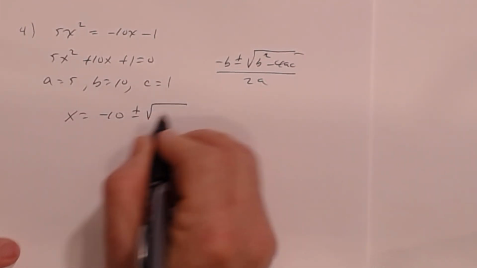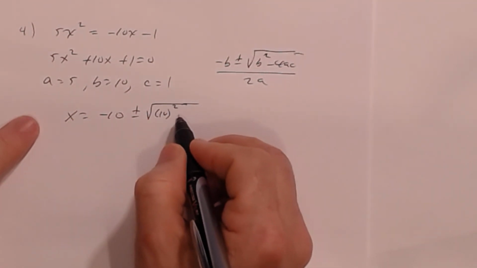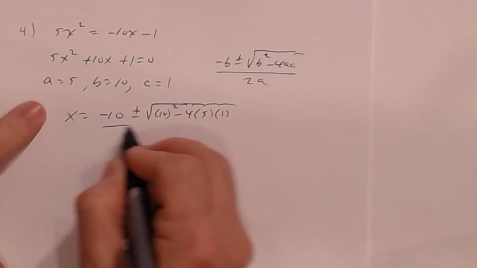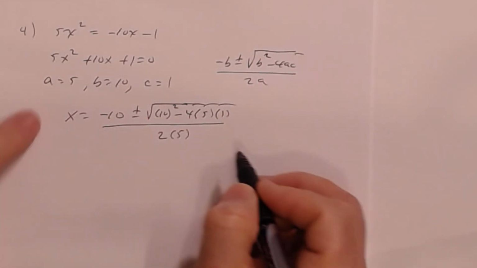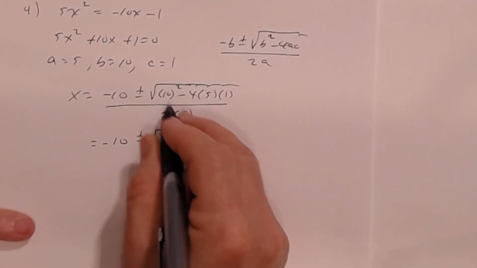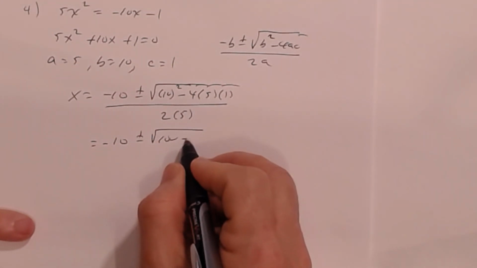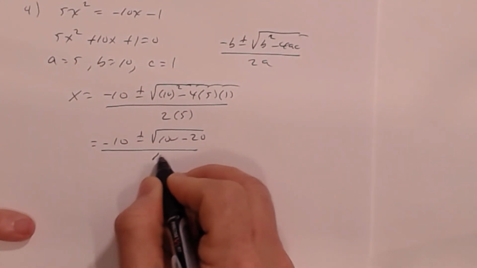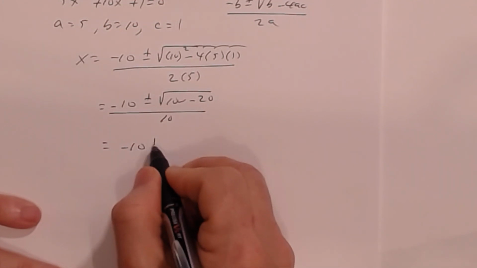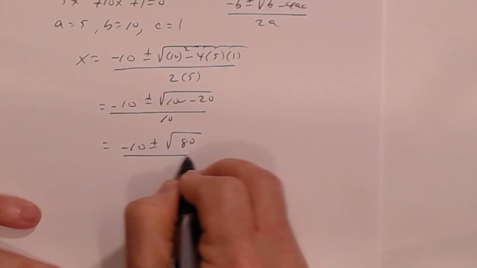Plus or minus the square root of b, which is 10. Notice the parentheses, you're going to square that also, minus 4 times a, which is 5, times c, which is 1. All of that is being divided by 2 times a, which is 5. So I get negative 10 plus or minus the square root of 10 squared, which is 100, plus a negative 4 times 5 times 1, which is a negative 20, all divided by 10. 2 times 5 is 10. So this becomes negative 10 plus or minus the square root of 100 minus 20, which is 80, all divided by 10.